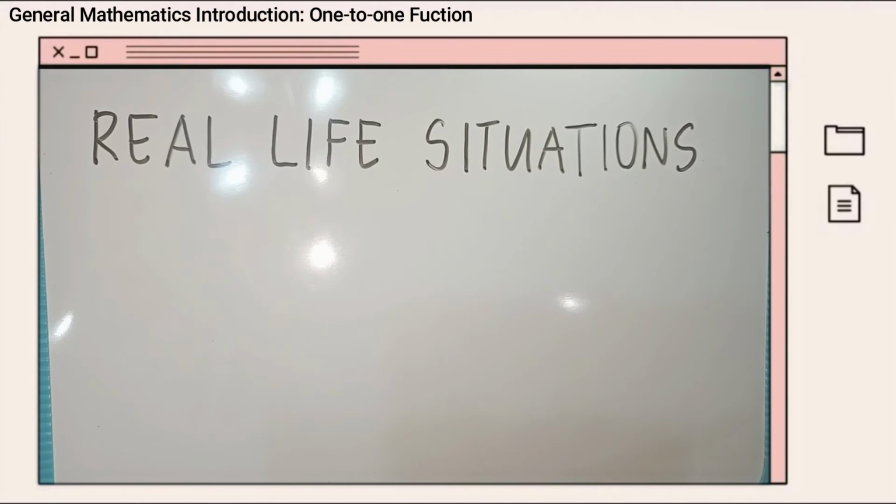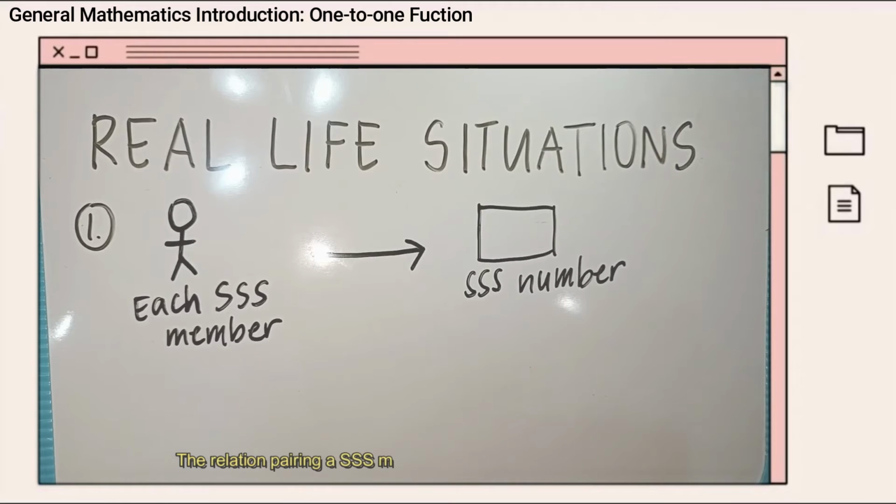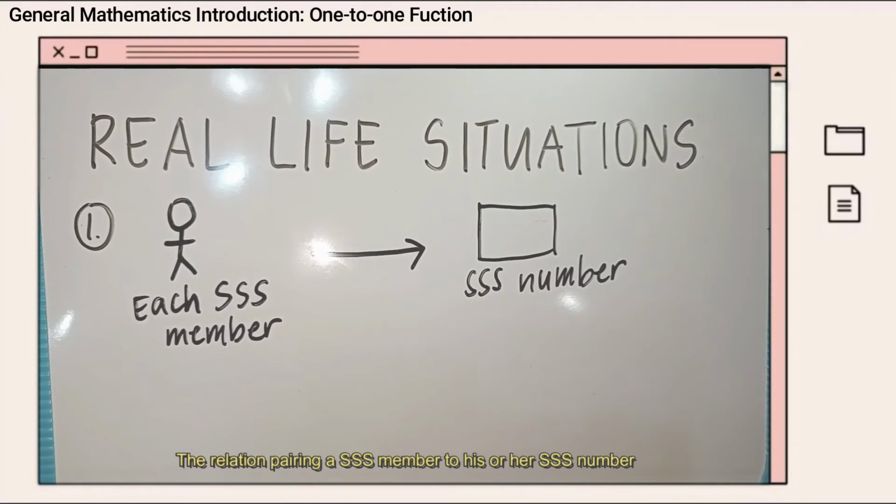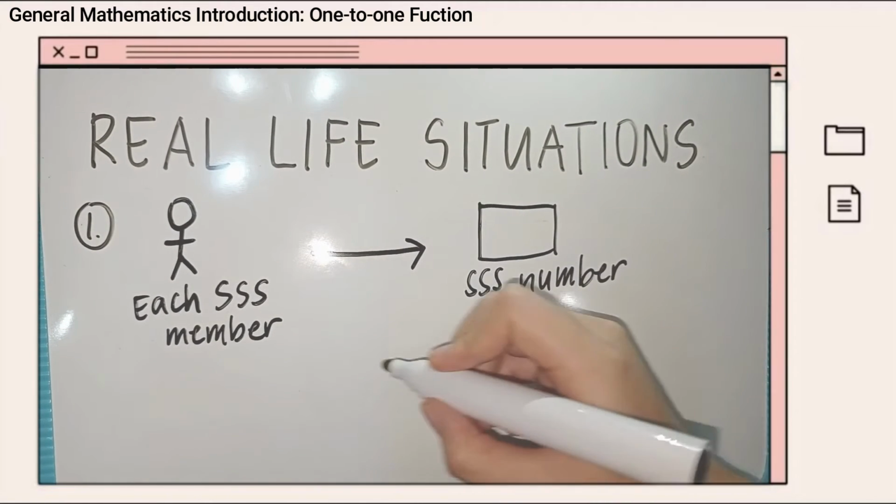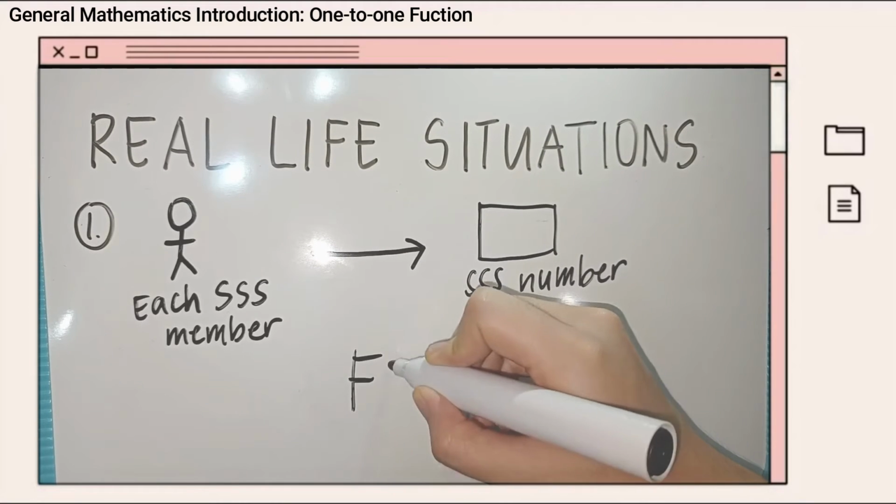I believe that you already understand the graph, so now let us move to real-life situations. Example number 1. The relation pairing a SSS member to his or her SSS number. So this real-life situation is a function.